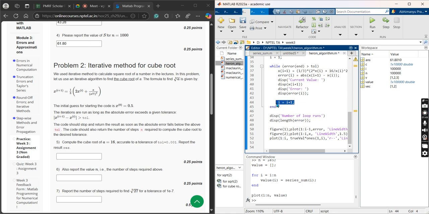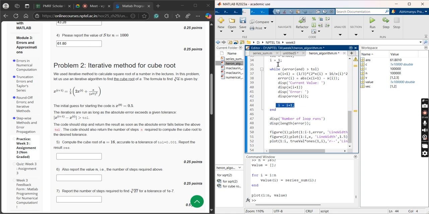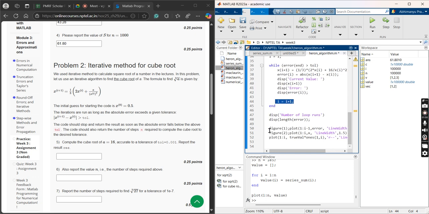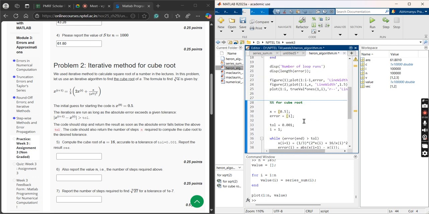We can get that using this i value, right? We are initializing i with 1, and after every iteration we increase this i. Either we can calculate the length of this error vector, because it is the same as i, or we can simply output the i value. And these graphs, we don't need these graphs now. Or we can just simply do this. If I calculate my true val, 16 power 1 by 3.